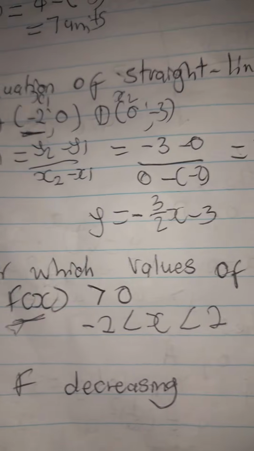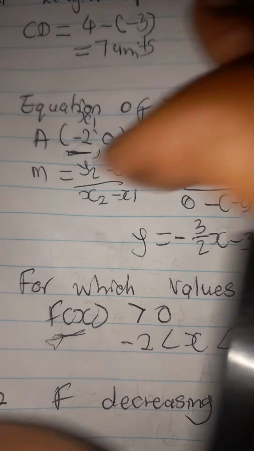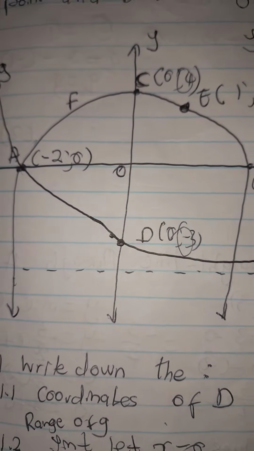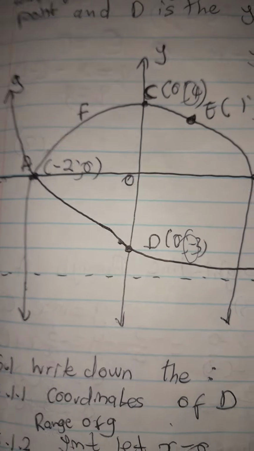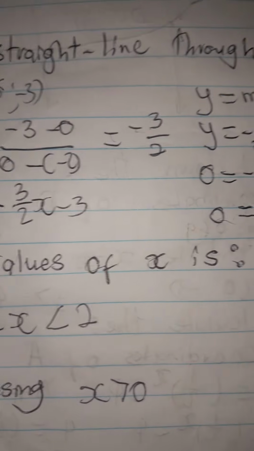That's 2 marks. Then they're saying, for which values of x will f be decreasing? The graph of f, since it's a sad face in this case, for the graph of f to decrease, x must be greater than 0. x must be greater than 0, or some could say x is an element of 0 to infinity. They can write that using interval notation.